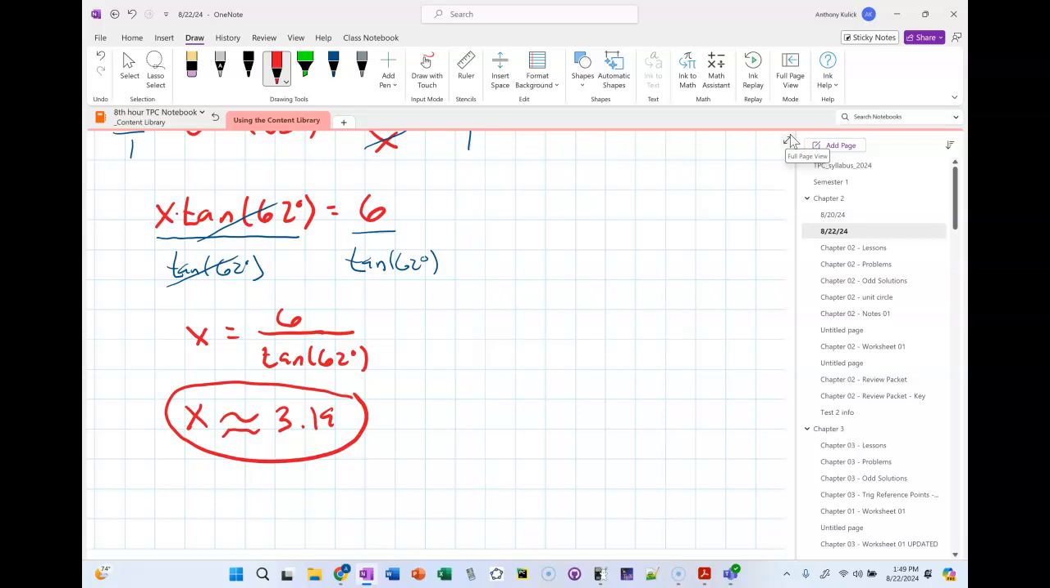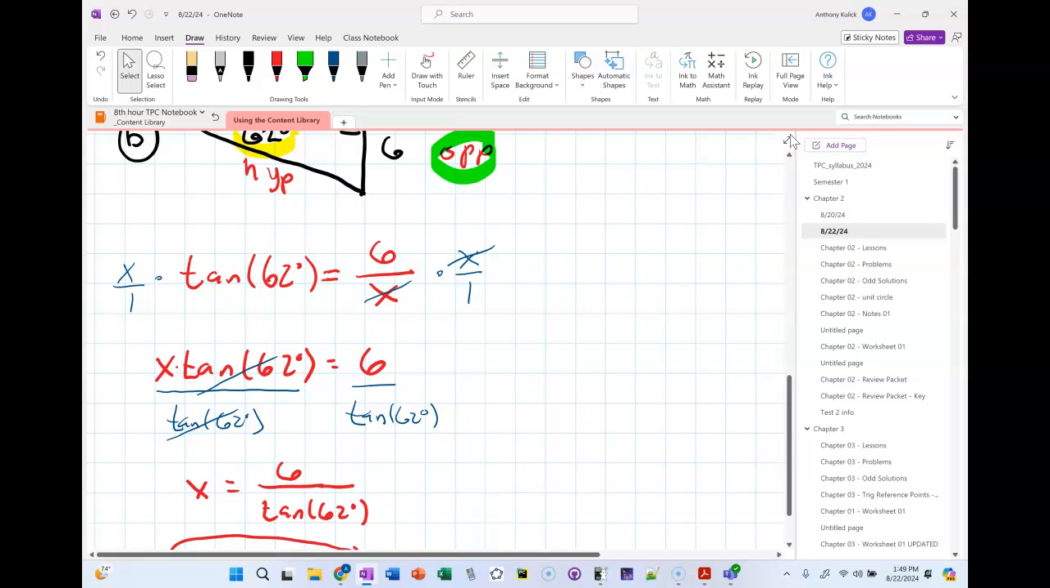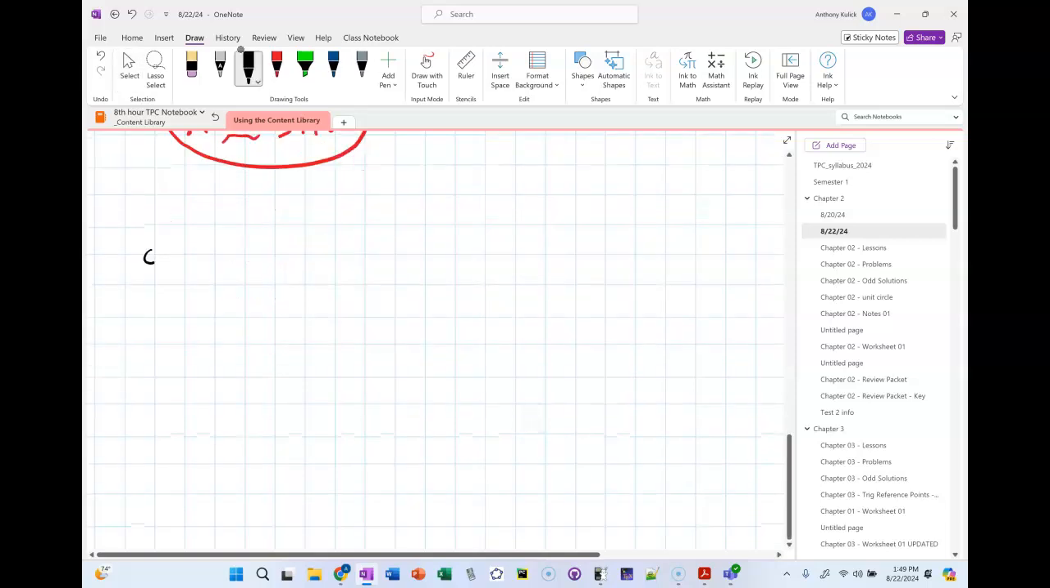Everybody feel okay here? Same basic setup, right? Notice that the variable in our equation though can be in the numerator or denominator depending on the problem. That's fine. Let's do another.